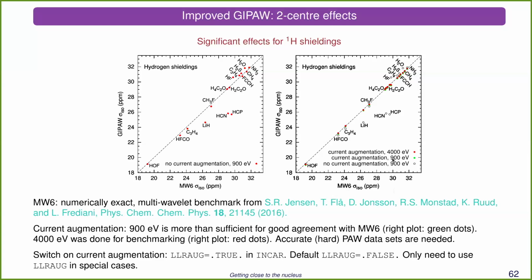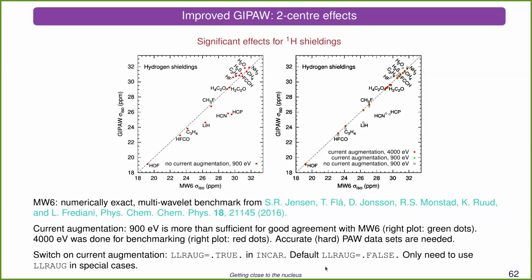Here we also tested the effect of the cutoff. Of course, 4000 eV is completely ridiculous. 900 is already ridiculously large. This is just for benchmarking purposes. You see this, it doesn't really matter, just to be absolutely sure.